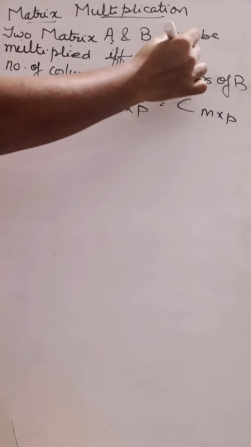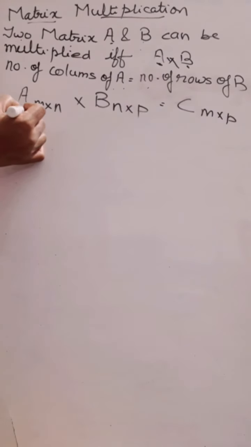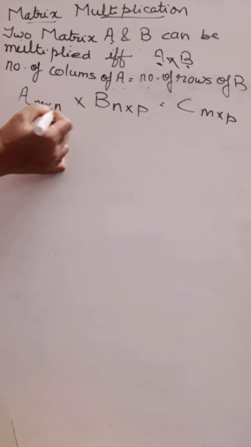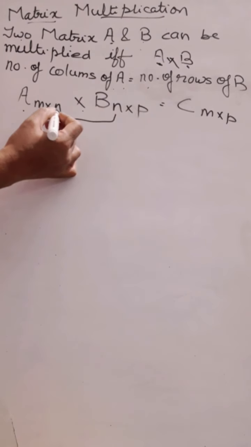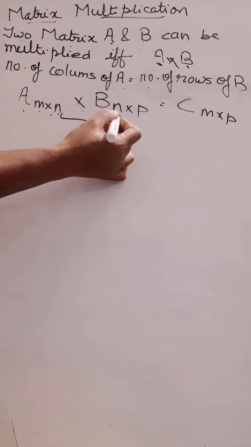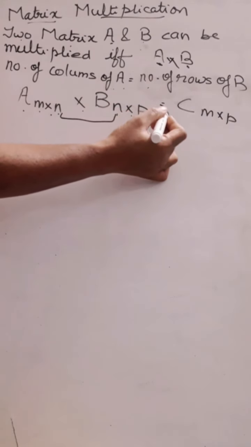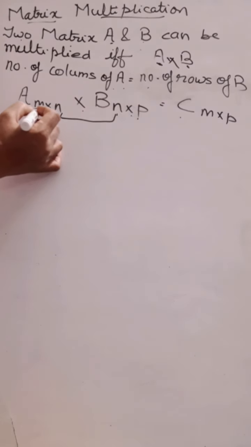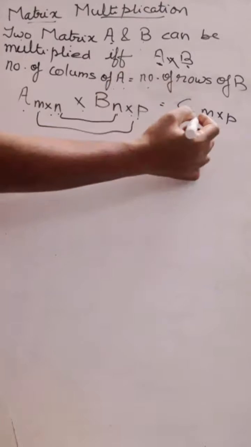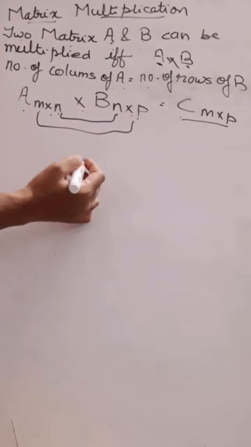We can multiply A into B only if the number of columns in A is equal to the number of rows in B. So if I am taking A of order m into n, and B, then it will be of order n into p. The number of columns will be equal to the number of rows of B. So B can be of order n into p. Then the answer after we multiply the matrices will be of order m into p. So the answer matrix C will be of order m into p.